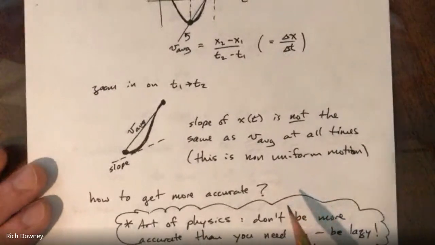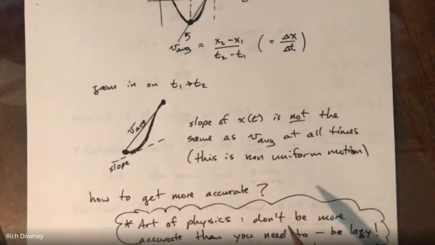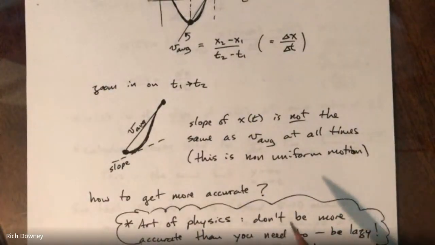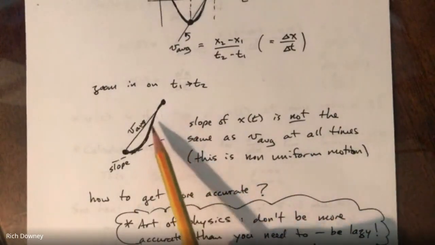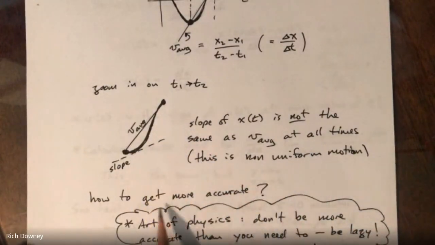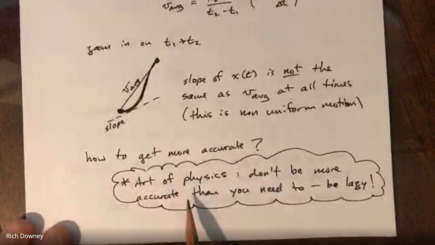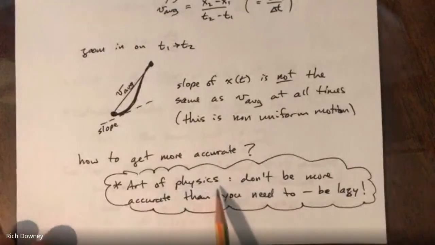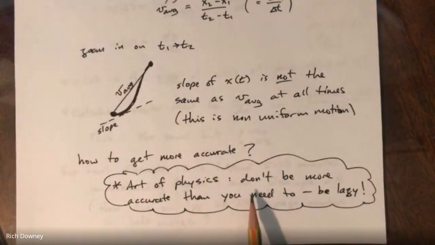So how can we get a more accurate velocity? Well, the answer is going to be to take a shorter time interval. But before I talk about that, I want to point out that in physics, we don't always want to be more accurate. We only want to be as accurate as we need to be for the problem that we're trying to solve. We don't want to make it harder than it has to be.